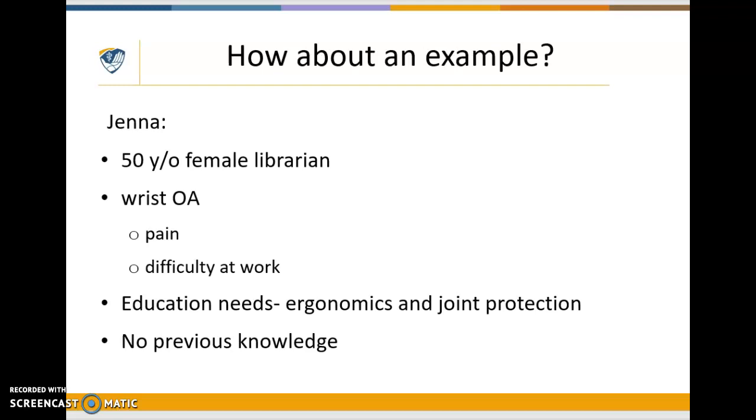So let's do an example. We have Jenna. She's a 50-year-old female librarian. She has wrist osteoarthritis. She reports pain and difficulty with her work activities. So her education needs are ergonomics and joint protection. She has no previous knowledge.